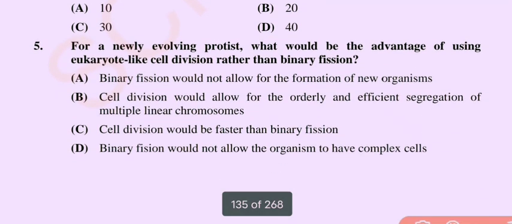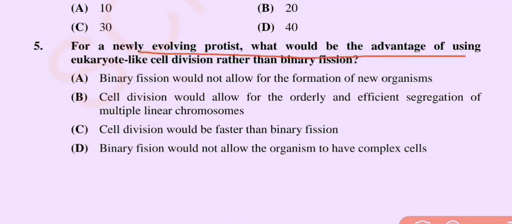Question number 5. For a newly evolving protist, what would be the advantage of using eukaryotic-like cell division rather than binary fission? Option A, binary fission would not allow for the formation of new generation. Option B, cell division would allow for the orderly and efficient segregation of multiple linear chromosomes. Option C, cell division would be faster than binary fission. Option D, binary fission would not allow the organisms to have complex cells. So the correct option is option B, cell division would allow for the orderly and efficient segregation of multiple linear chromosomes.